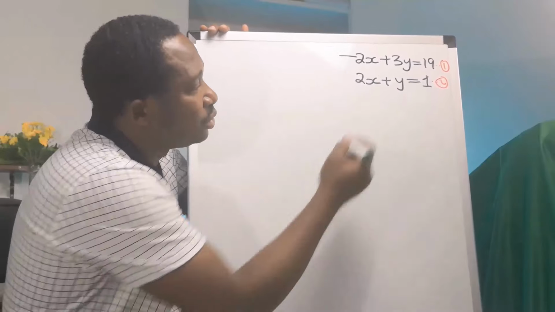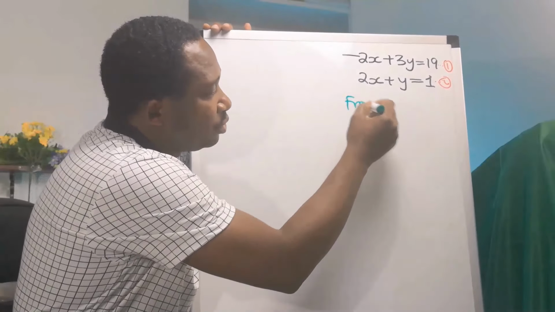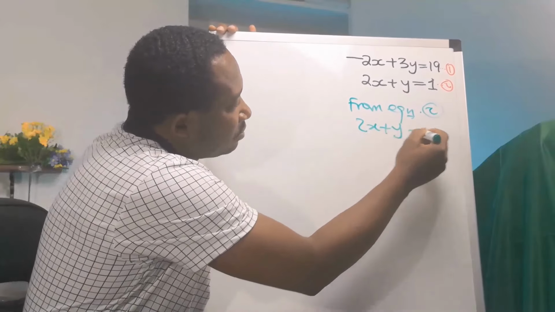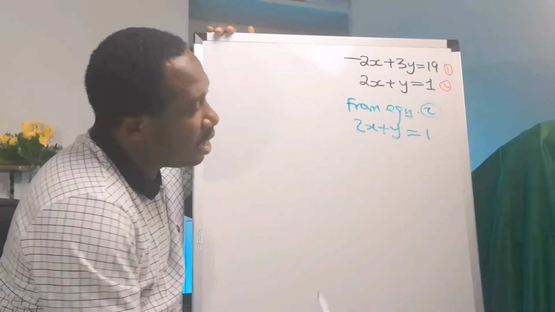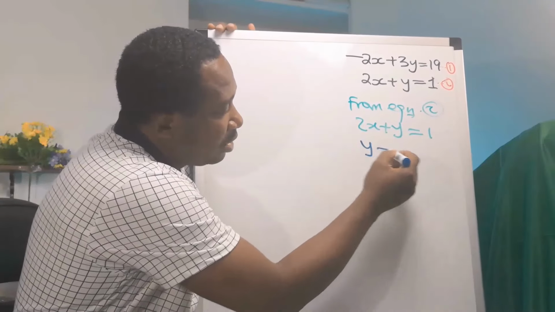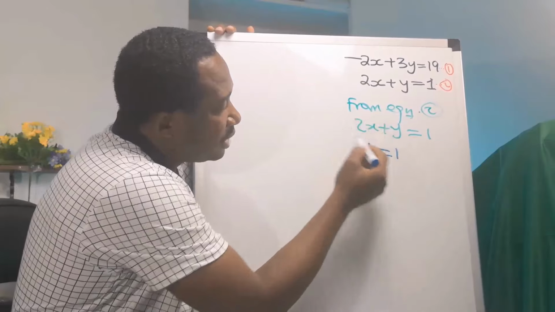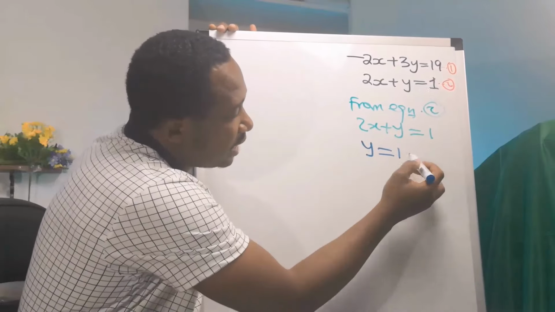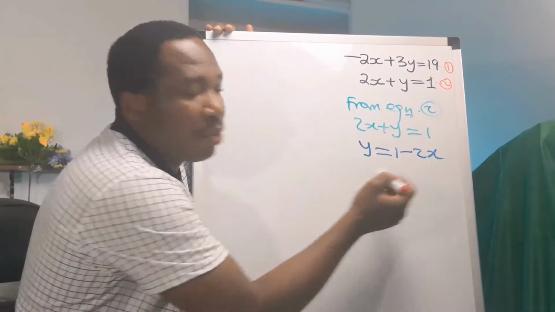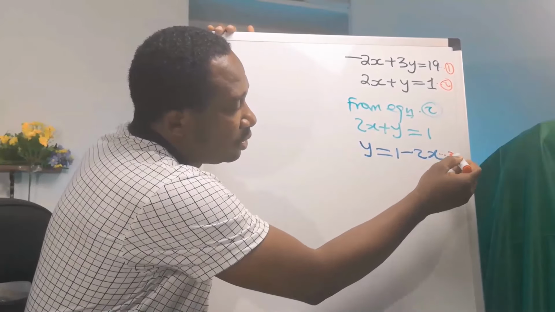Let me choose from equation 2. We have that 2x plus y is 1. Let me make y the subject. Y will now be 1. This is plus 2x. On the other side, it will become minus 2x. And I will call this equation 3.